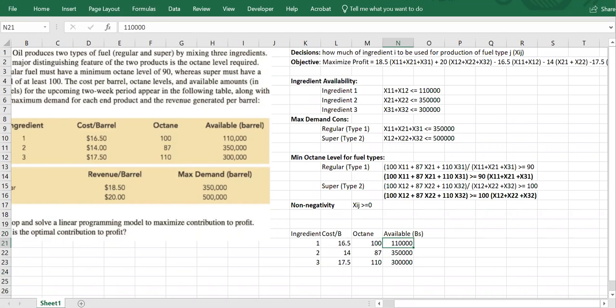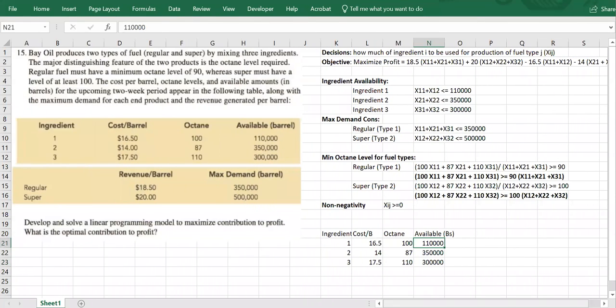All right, and then for each fuel type, we have the revenue and the maximum demand. Instead of writing the fuel types into different rows, I'm going to write them into different columns, because I'm going to have my ingredients in different rows and my fuel types in different columns. That'll make it easier, and I'm going to be able to use the SUMPRODUCT function. So the revenue or price per barrel would be 18.5 and 20, and then max demand would be 350,000 and 500,000. All right, so this is the list of parameters.